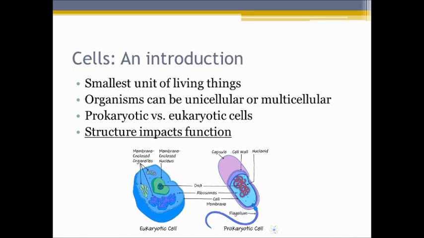Some organisms are multicellular, like humans and plants and fungi and a lot of other organisms. Humans have several trillion cells. So going forward, we'll talk a little bit about the differences between prokaryotic cells and eukaryotic cells, and the organelles that will be making up these cells, which will impact their function.